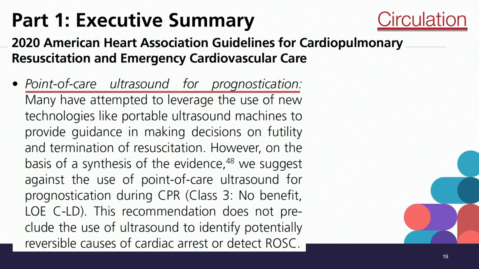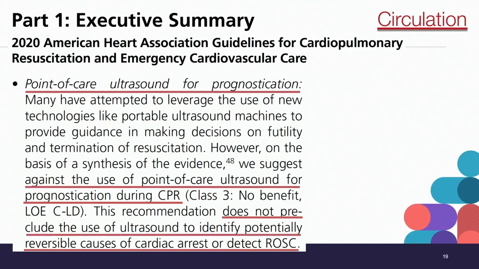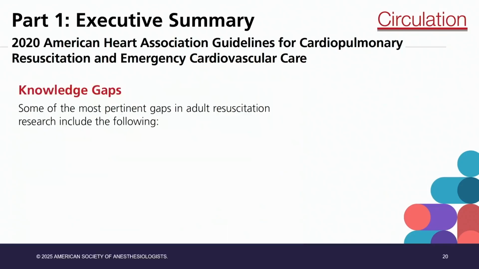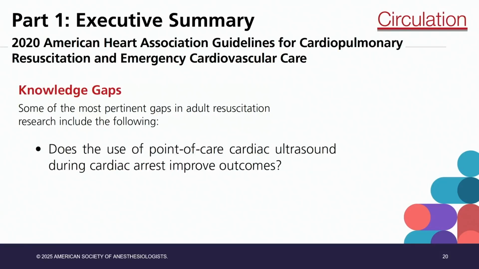However, the 2020 AHA guidelines have said that they suggest against the use of point-of-care ultrasound for prognostication during CPR, but they do say it does not preclude the use of ultrasound to identify potentially reversible causes of cardiac arrest or to detect ROSC, return of spontaneous circulation. That being said, when they go on to talk about knowledge gaps in this same 2020 AHA guidelines on cardiac arrest, they state, does the use of point-of-care ultrasound during cardiac arrest improve outcomes? Which is a great question that unfortunately, ideally, we would have some more literature on before clearly saying.